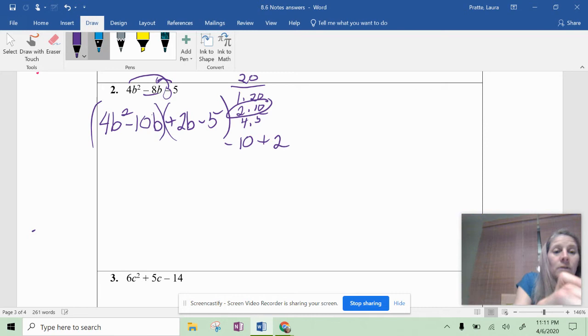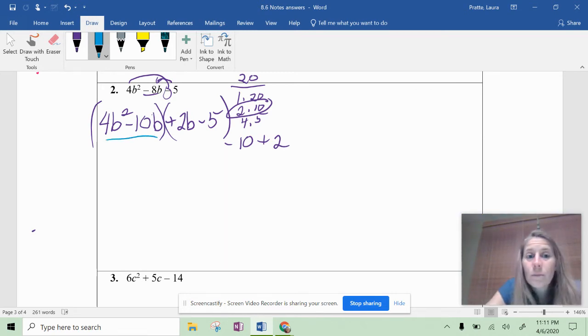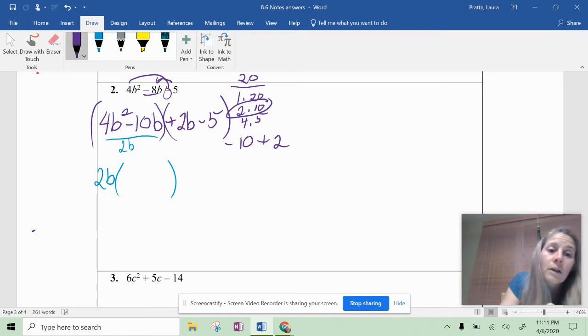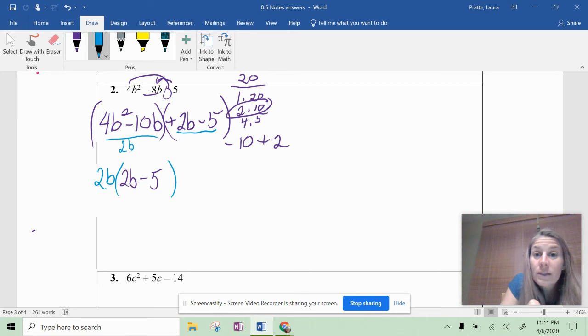GCFs. The GCF of the first two terms, 4 and 10. They're both divisible by 2, and they both have at least one b, so 2b would be my GCF. 4b squared divided by 2b is 2b. 10b divided by 2b is 5, and I have that minus sign. Then over here, 2b minus 5, there's nothing to divide by there. There's no GCF, which means it's going to be 1. And if you divide them both by 1, they're not going to change. You're just going to be left with 2b minus 5.